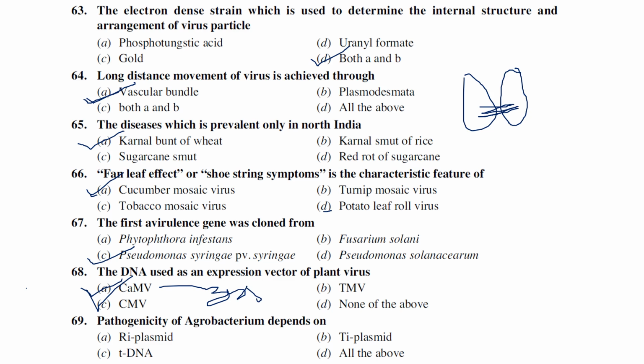Pathogenicity of Agrobacterium depends on Ri plasmid, Ti plasmid, T-DNA, all the above. Generally the pathogenicity is dependent on the Ti plasmid. Ti means tumor inducing plasmid. In Agrobacterium, the main symptom is production of tumors, right? So that's why it's a Ti plasmid. Agrobacterium tumefaciens is mainly dependent on the Ti plasmid, that is tumor inducing plasmid.